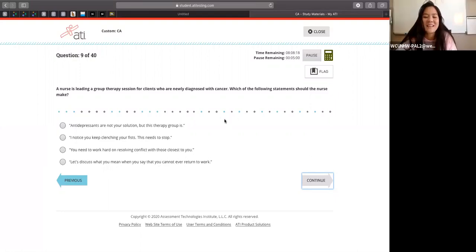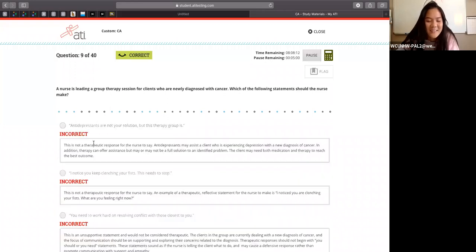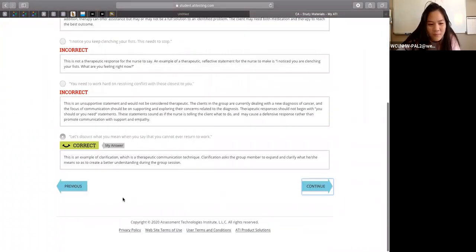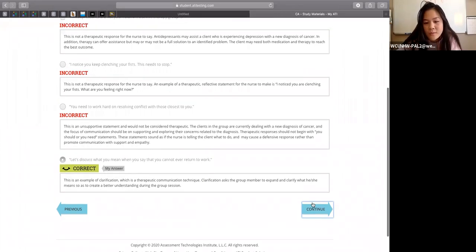Which one do you guys think? The last one, because she's pretty much repeating. Yeah. So this example is clarification, which is therapeutic. Clarification asks the group member to expand and clarify what he or she means, so as to create a better understanding during the group session.